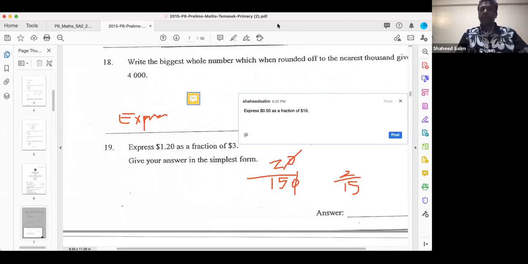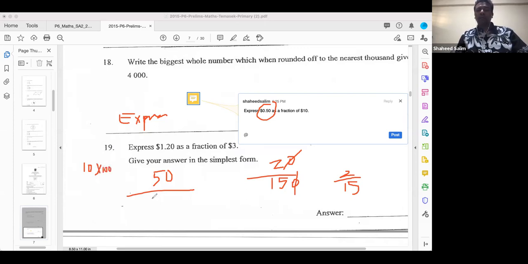This is 50 cents, right? The first one is 50 cents. So you write 50 cents on top. What is below is $10. $10, how to change to cents? Akil, times by 100. 10 times 100, you get 1,000. So you write 1,000 below here. Then cancel 1, 0, cancel. Then you divide by 5, you get 1. Divide by 5, you get 20. So 1 over 20.